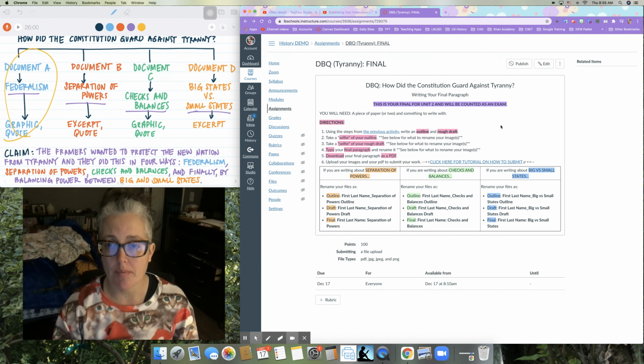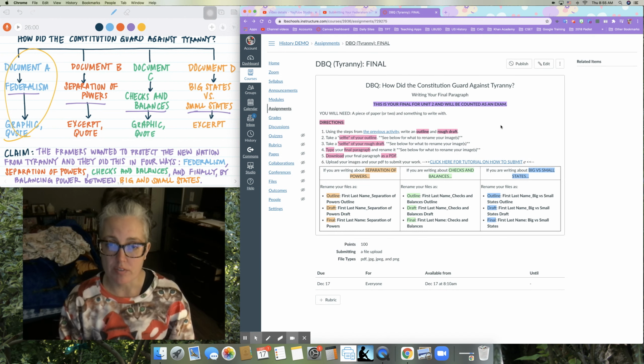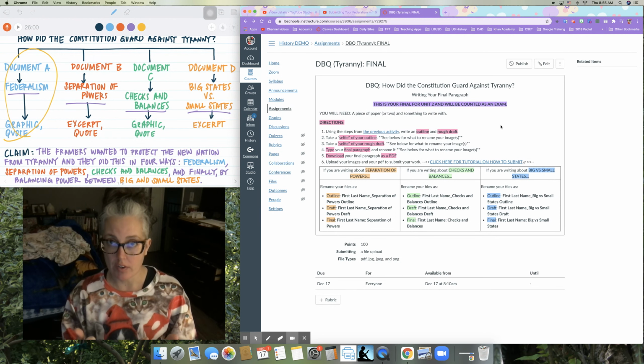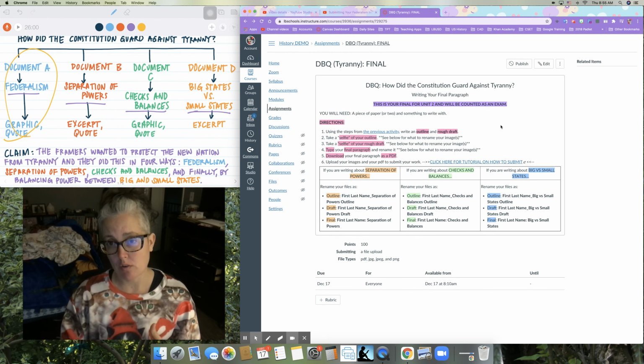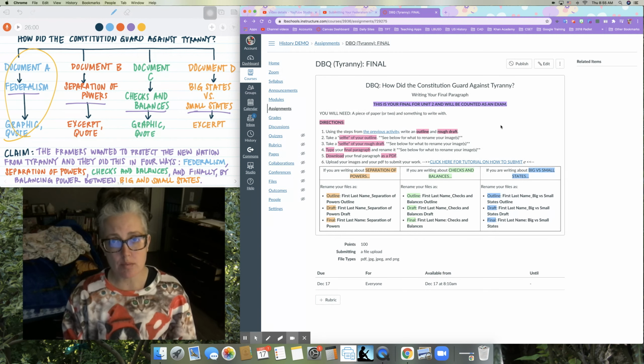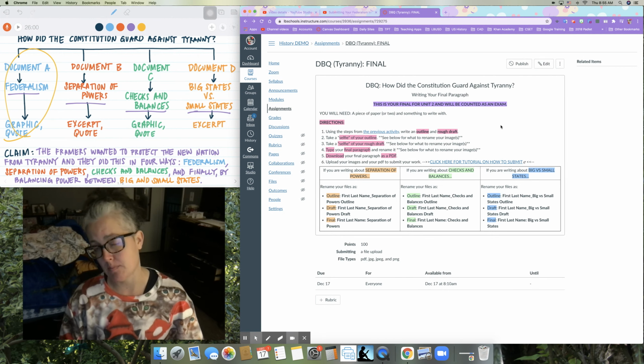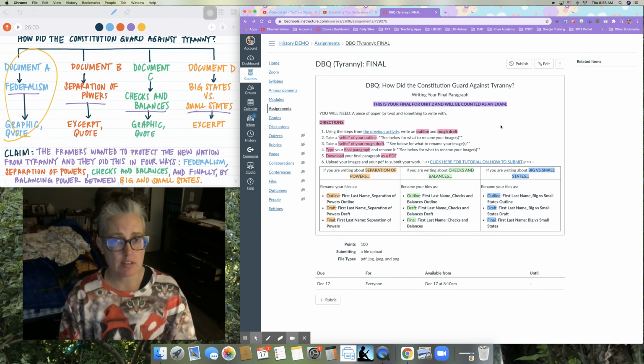Okay. So you're going to be writing an outline and a rough draft. Please take a selfie of your outline and a selfie of your rough draft since they are on a sheet of paper. So what you're going to rename those images really depends on which activity it is that you, or which aspect of the Constitution you decide to write about.